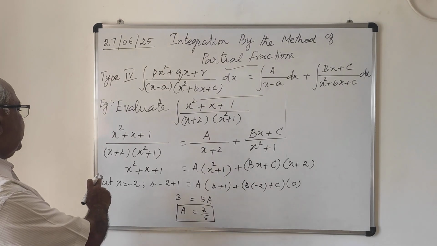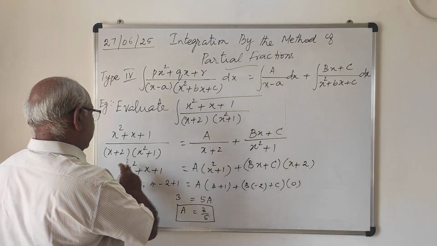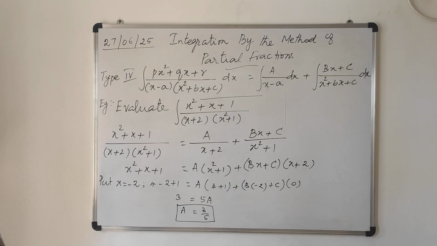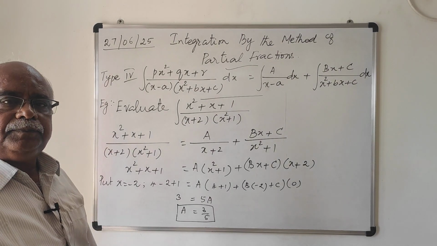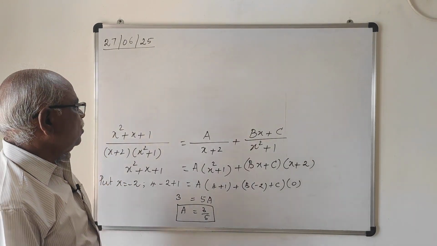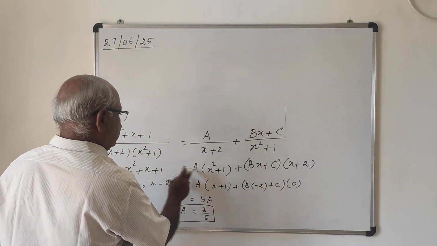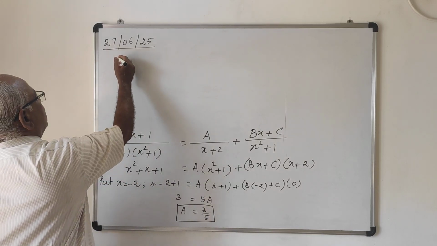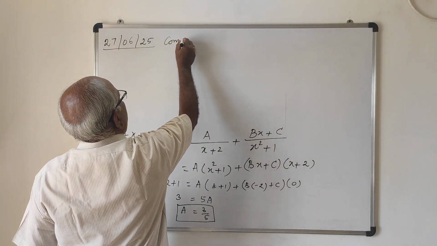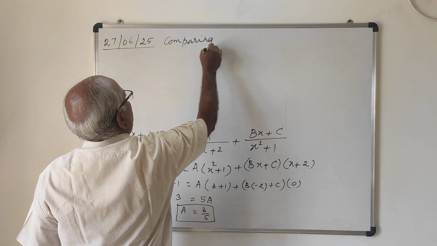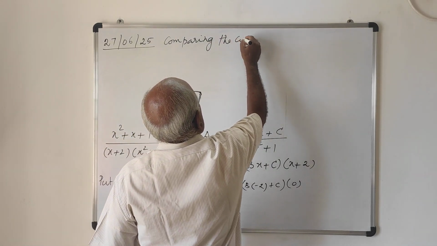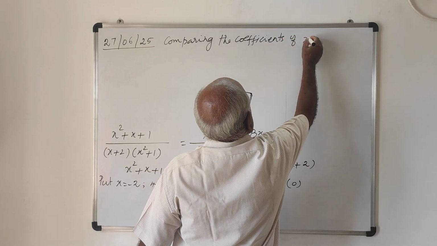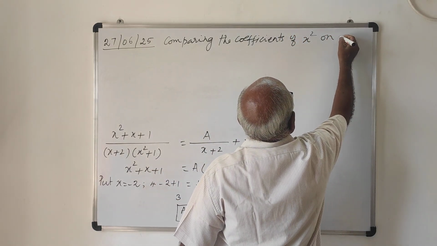Next, we have to compare the coefficients of x square on both sides. Now, comparing the coefficients of x square on both sides in this equation, the coefficient of x square on the left hand side is 1.